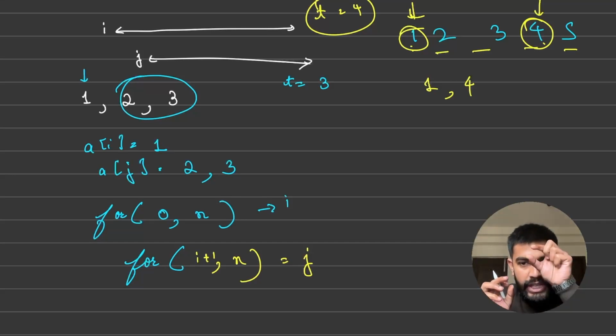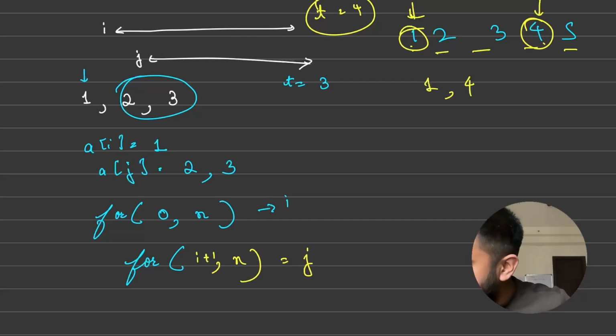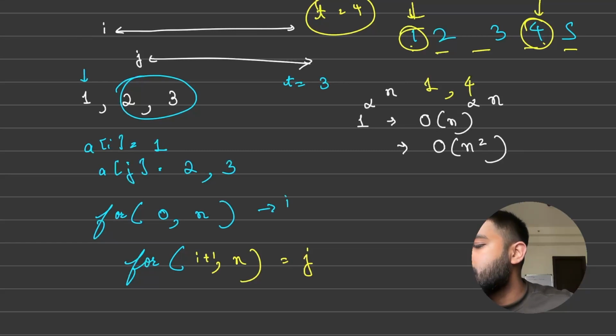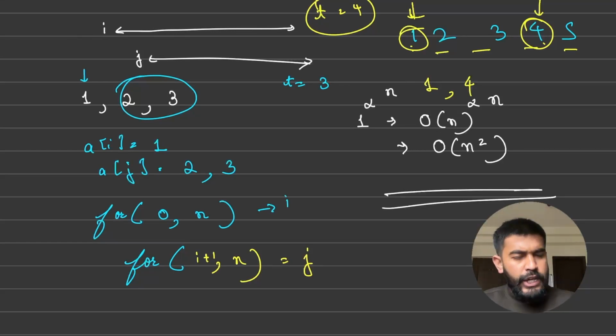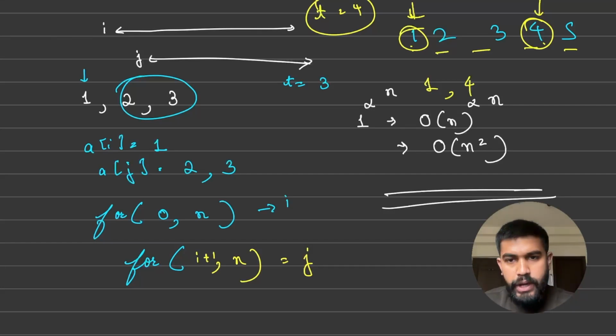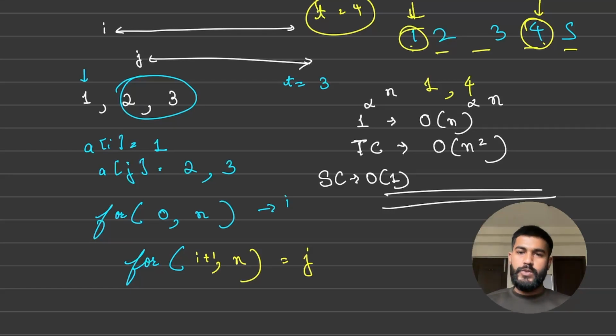And as for each I we are iterating on all the elements of J, to check one I would be doing big O of n operations. Now to check n I's, we multiply n on both sides, that would be big O of n square. For space complexity, we are only using variables, and variables don't count toward big O of space complexity. So the space complexity would be constant and the time complexity would be big O of n square. Simple enough?